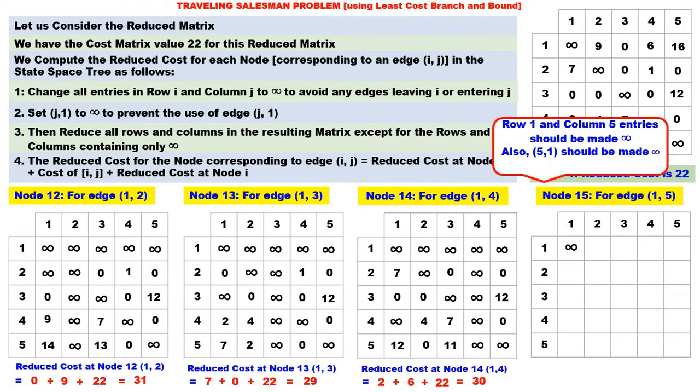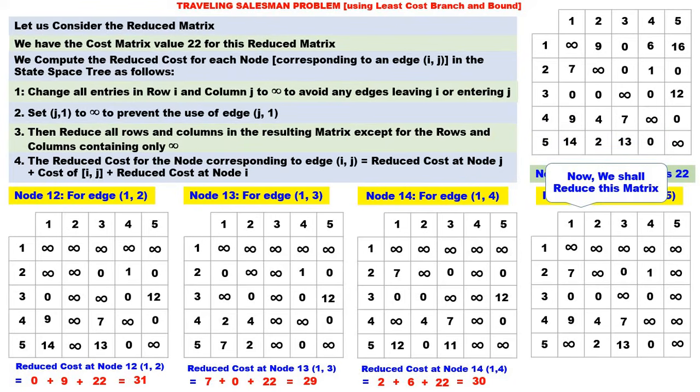Row 1 and column 5 entry should be made infinity. 5, 1 should be made infinity. Row 1 should be made infinity. Column 5, infinity. And 5, 1 also infinity. Now, you just copy down the elements.